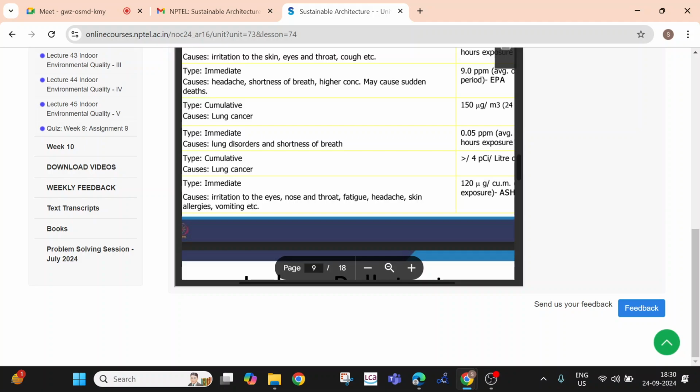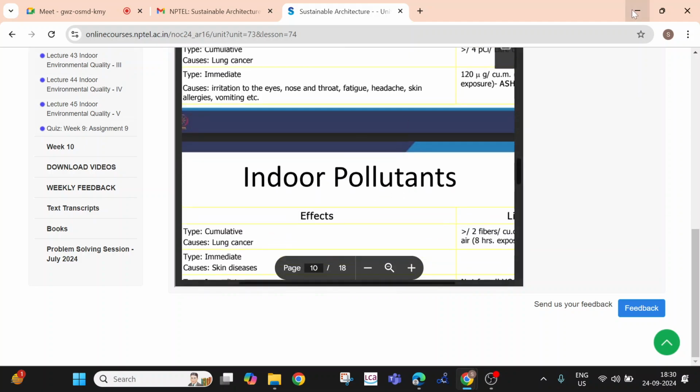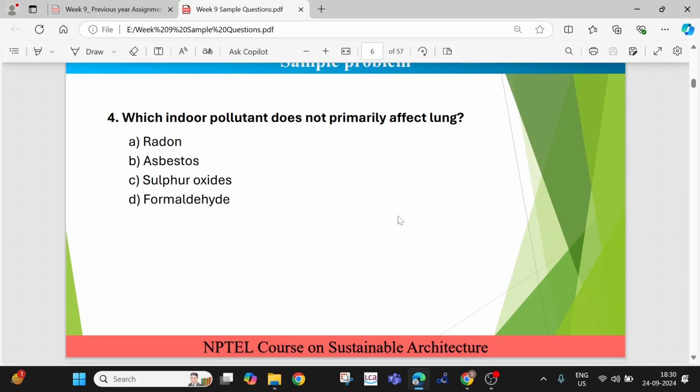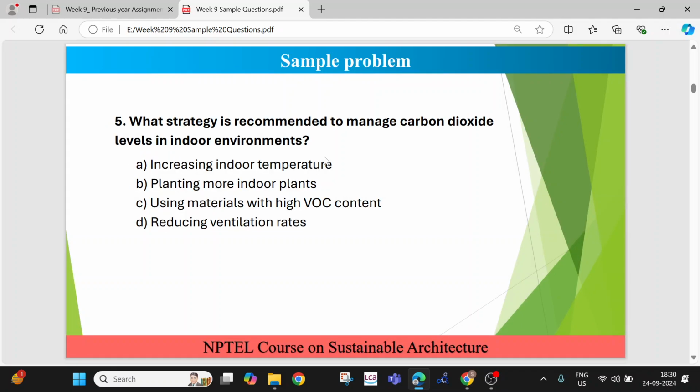Only 18 slides were given to you in lecture 41, and I hope you go through these slides in detail. If you are not able to recall, then you should revise again and again. The correct answer for this question is formaldehyde. So let's move to the fifth question. Here is the fifth question.